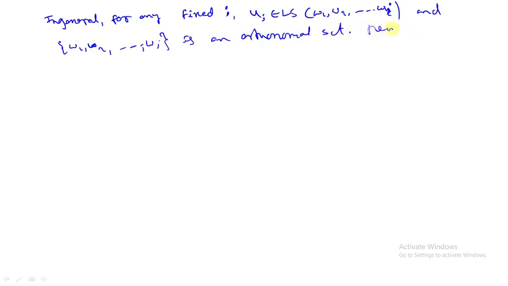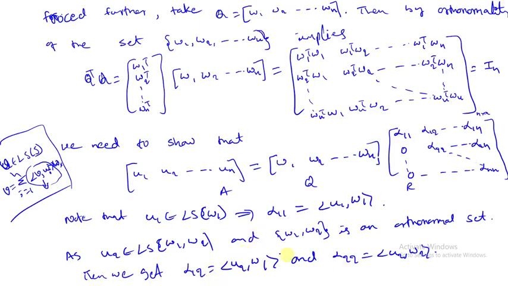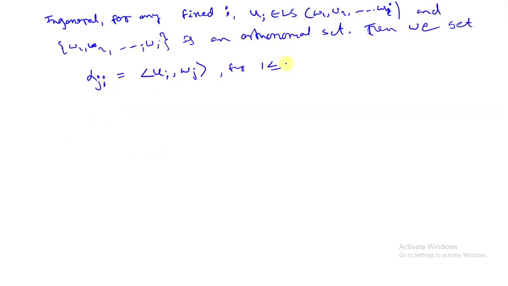And then we get alpha ji equal to the inner product of Ui with Wj, where 1 is less than or equal to j, and j is less than or equal to i.